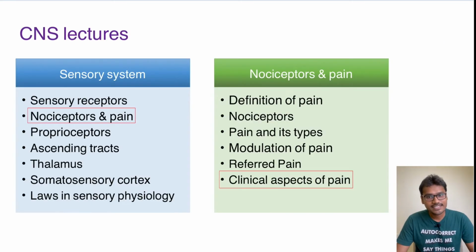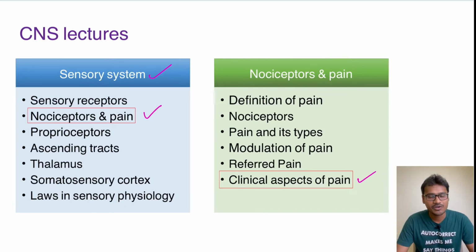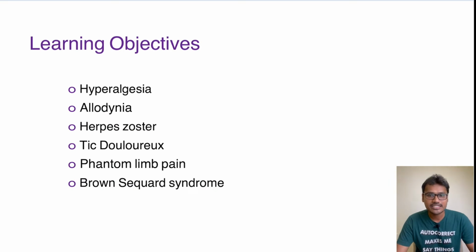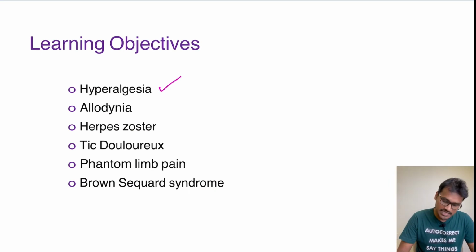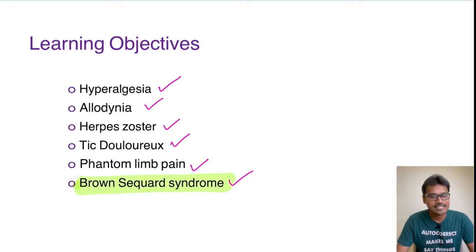We are discussing the CNS lectures, among which the sensory system is being discussed, out of which the nociceptors and pain, under which the clinical aspects of pain will be discussed in this video. Coming to the learning objectives, we are going to discuss a few terms here like hyperalgesia, allodynia, herpes zoster, what is the kind of pain in herpes zoster, then tic douloureux, then phantom limb pain and Brown-Sequard syndrome. This Brown-Sequard syndrome will be discussed in a separate video after the ascending as well as descending tracts are completed. Hyperalgesia and allodynia we have discussed in short in the referred pain video itself. We will just revise them and discuss the rest of the three in this video.